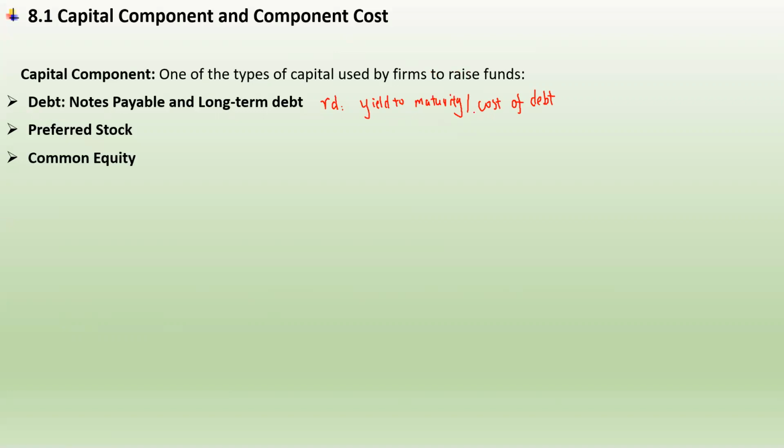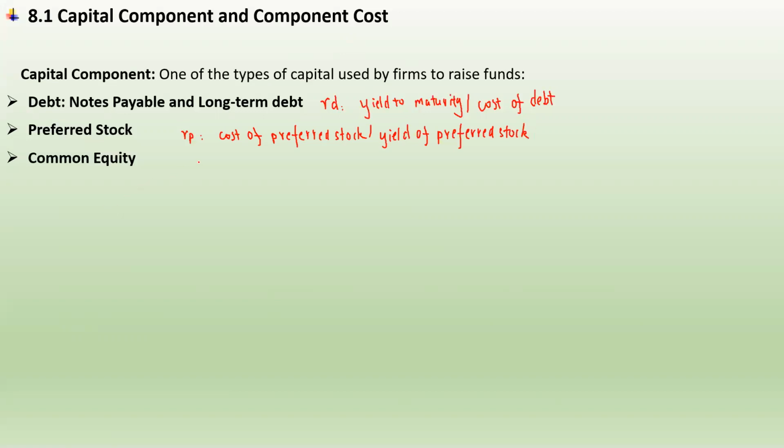Preferred stock, remember the interest of the preferred stock is RP, which is also the cost of preferred stock, or which is also the return. The cost of preferred stock is from the perspective of the firm, and from the investor's perspective, that's the yield of preferred stock. Basically, it's the interest you receive from the firm.